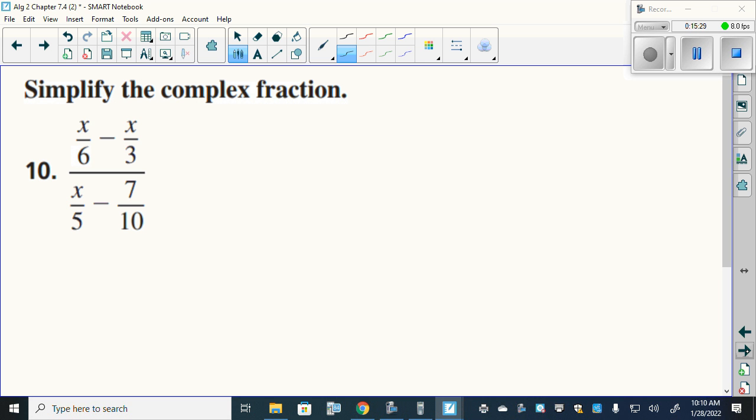Let's look at this one here. Now this one here does not have any variables in the denominator. But we do need to get what? 6, 3, 5, and 10 to be the same. So what can we say is the first number that would make 6, 3, 5, and 10 be the same?